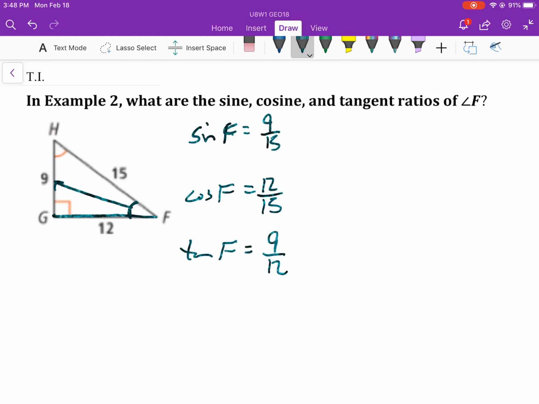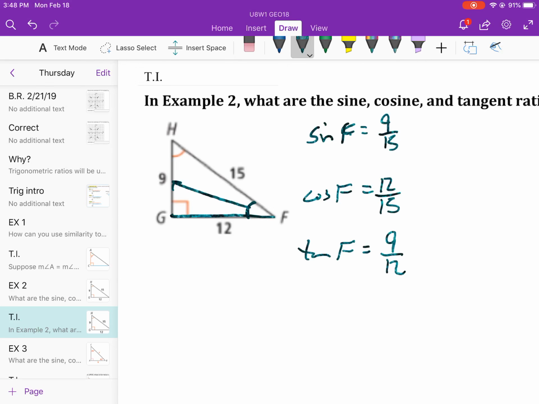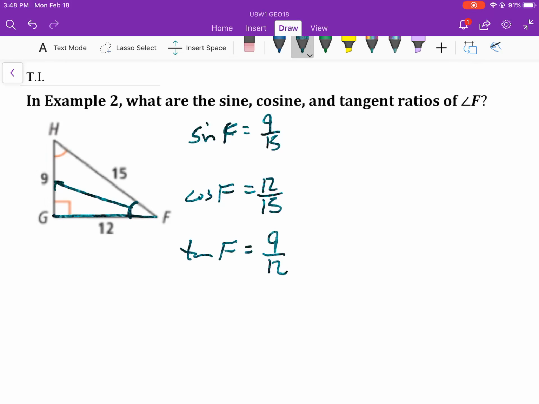So what is the difference between what we just did and that? The first one is 12 over 15. This one is 9 over 15. So what I want you to recognize is that different angles will give you different trig ratios. The angle that makes the ratio.